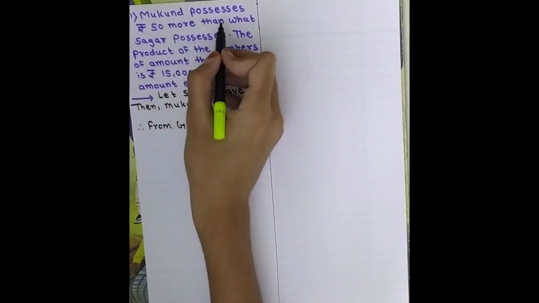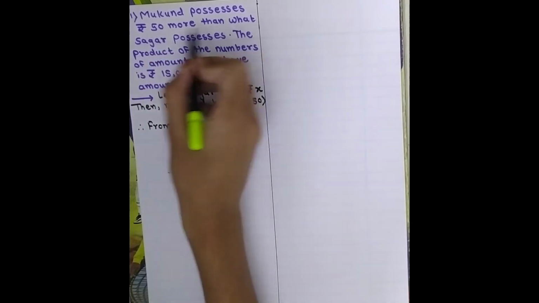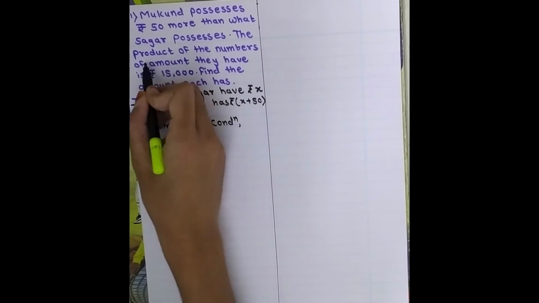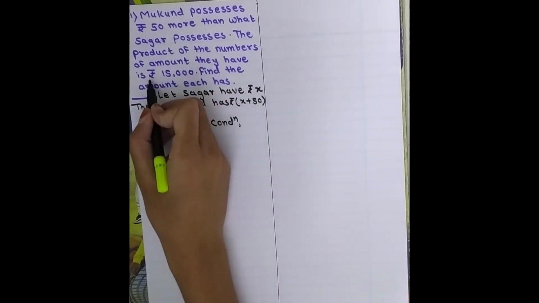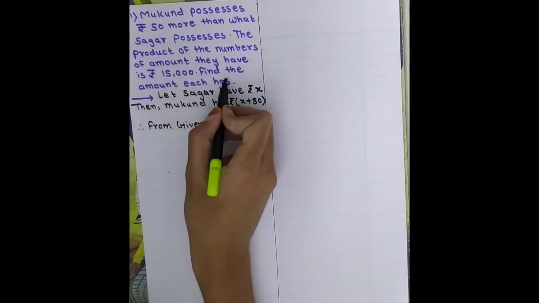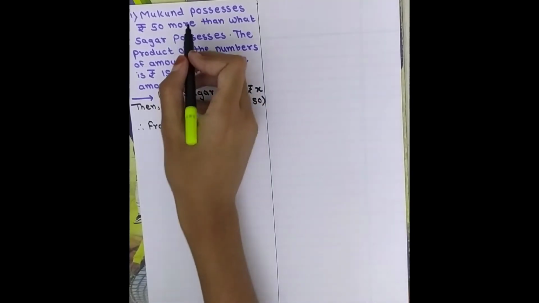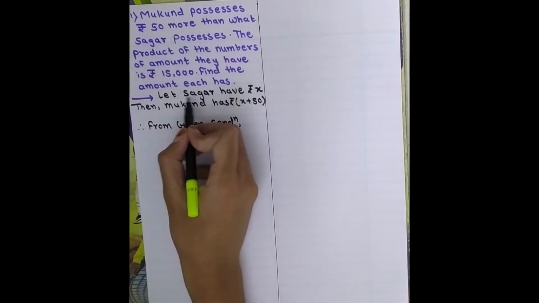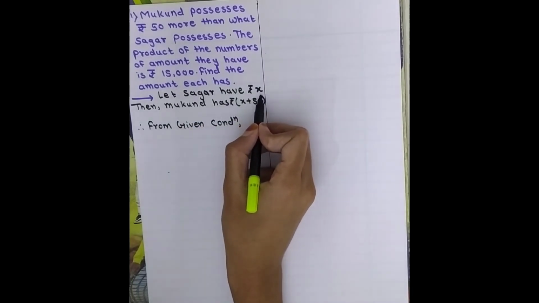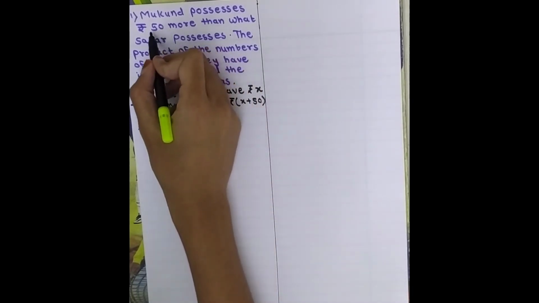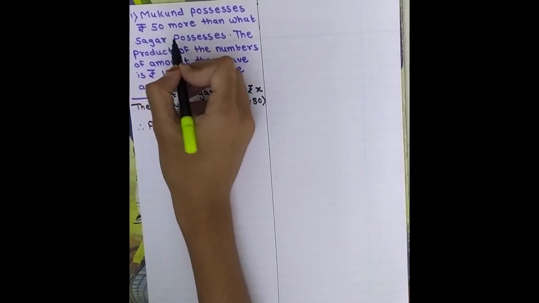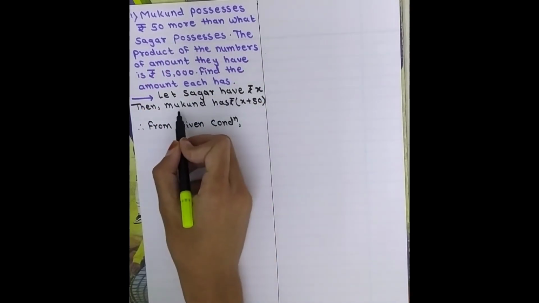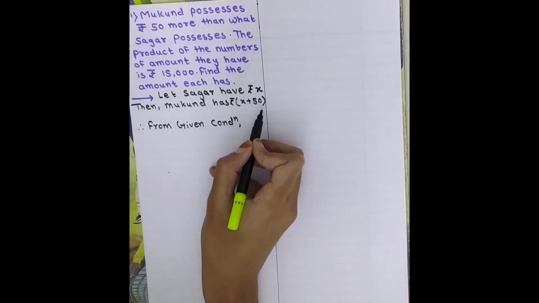Question number 11 is: Mukund possesses rupees 50 more than what Sagar possesses. The product of the amounts they have is rupees 15,000. Find the amount each has. So first let Sagar have rupees X, and Mukund has rupees 50 more than Sagar. So 50 more than X is X plus 50. So Mukund has rupees X plus 50.